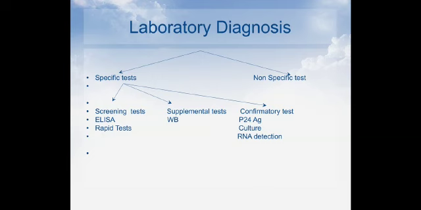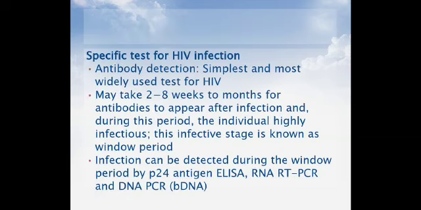So we will move on to the specific tests for HIV. Most commonest is the antibody detection because it is simplest and widest in its use. Antibodies may take 2 to 8 weeks or months to appear after infection. The period from the time of infection to the appearance of antibodies is called the window period. That time the patient will be negative for antibodies and the infection can be detected only by antigen testing by P24 antigen ELISA or RNA RT-PCR or detection of pro-DNA of HIV virus.